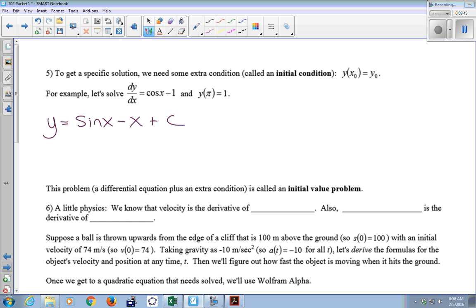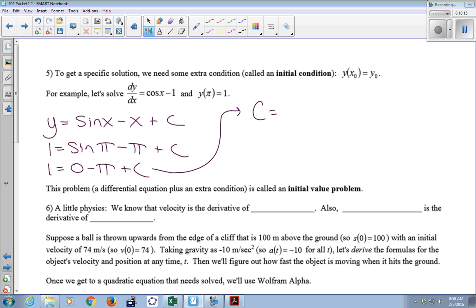So I'm just going to replace all my x's with pi's, my y with a 1: 1 equals sine of pi minus pi plus c. Now c is the only unknown and I can solve for it. All right, what's the sine of pi? 0. 1 equals 0 minus pi plus c. So when I solve for c, I get 1 plus pi.